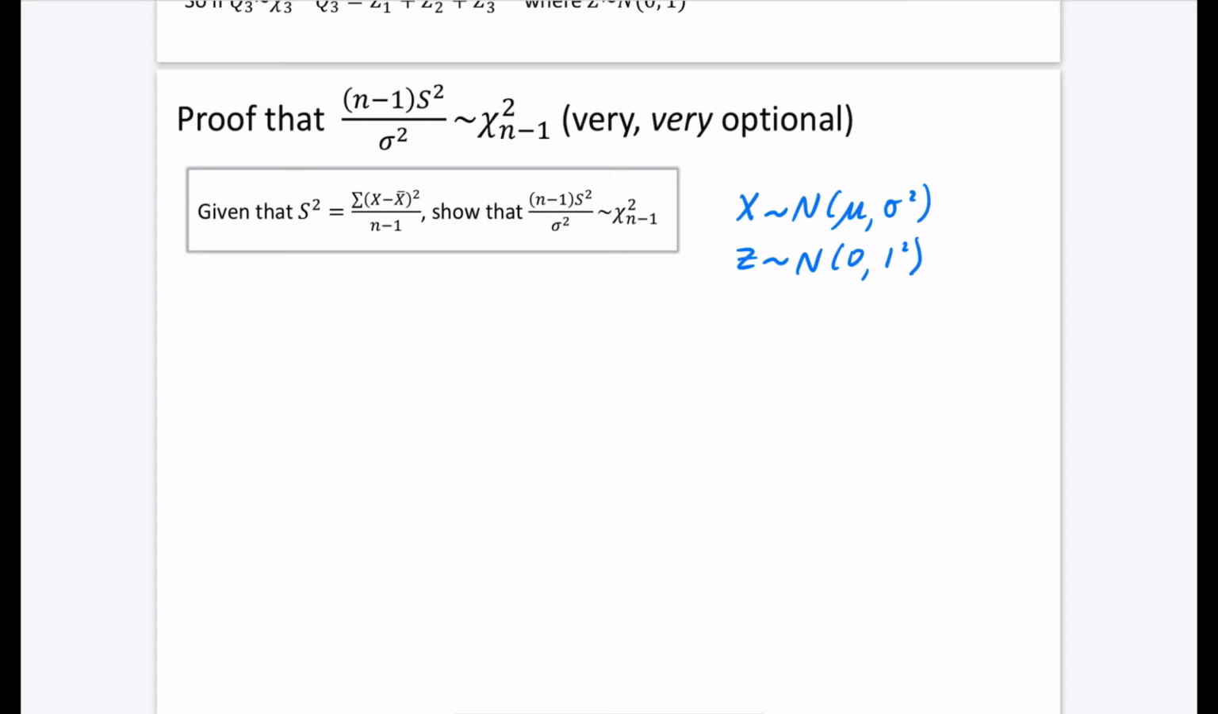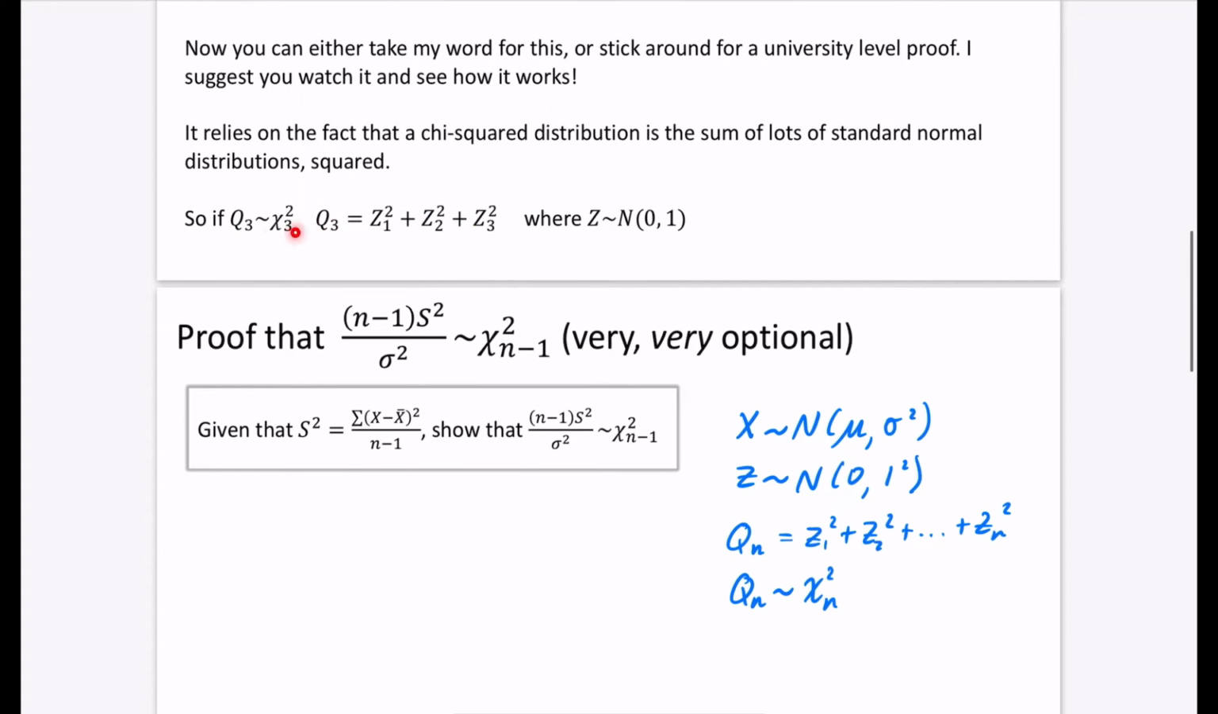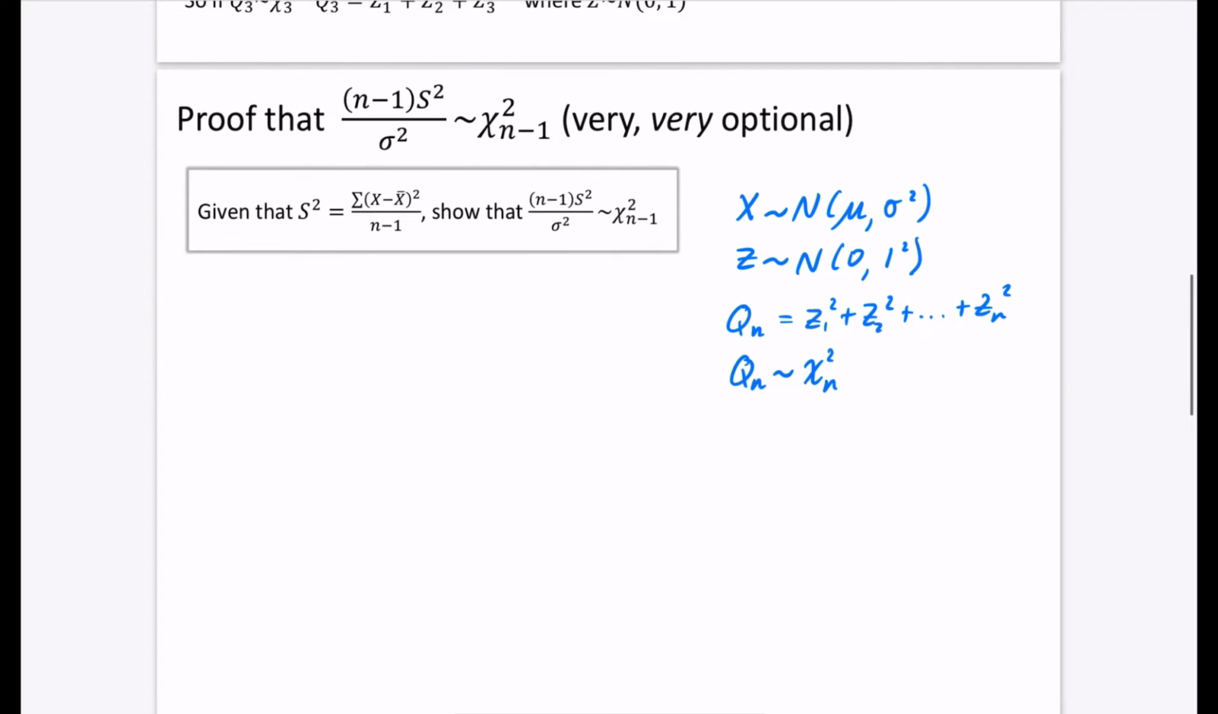We also talked about the fact that if we had Qn, that would be something like Z1 squared plus Z2 squared, all the way up to Zn squared. In other words, you're summing n different squared standard normal distributions together. We would say that Qn is distributed with a chi-squared distribution with n degrees of freedom. I'm kind of repeating what I've said, but putting it in more general terms. So this is what we're going to try and look at.